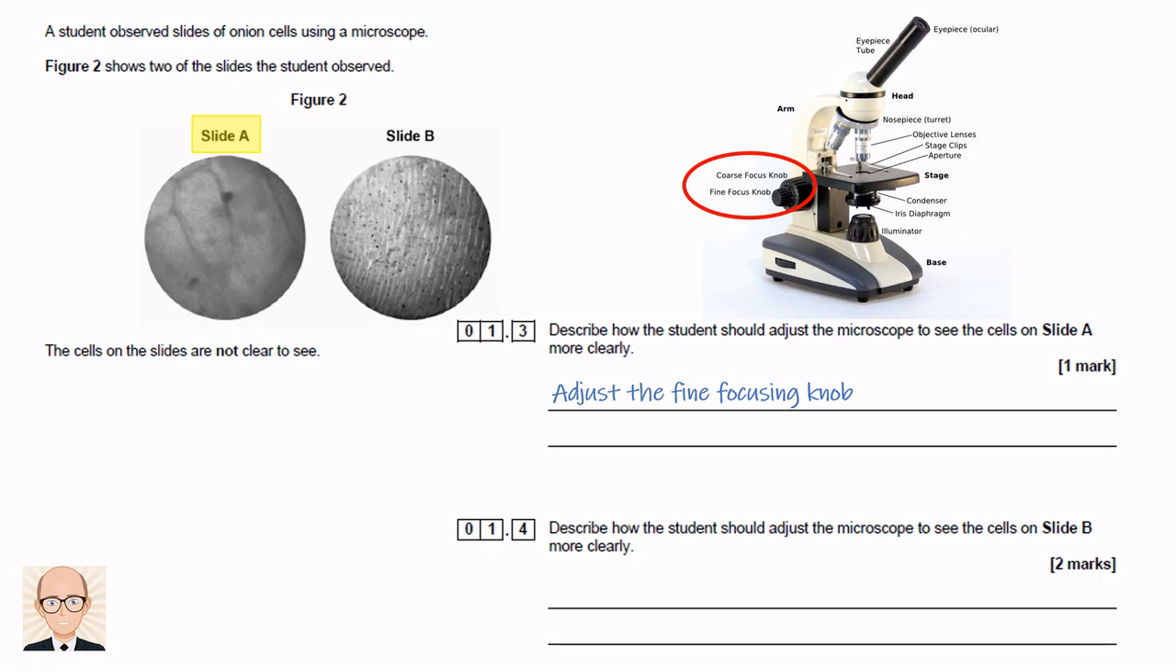to be adjusted. The second question asks how the student should adjust the microscope to see the cells on slide B more clearly. This time the image is too small, so we need to change the objective lens to a higher magnification. So just make sure that when you write your answers you are absolutely clear about what you're saying. Use the key terms and the correct names for the microscope parts. You'll need to learn these labels on the microscope as well as how to use them.